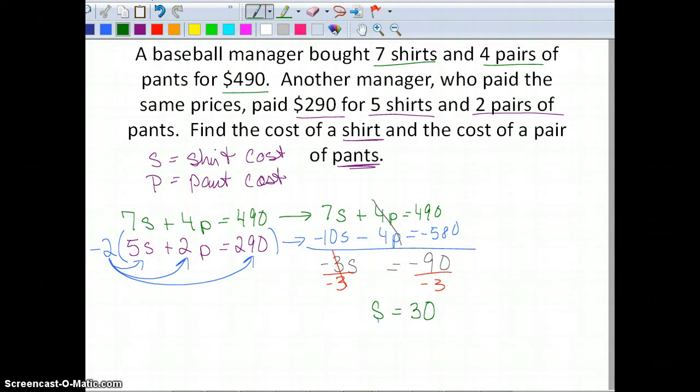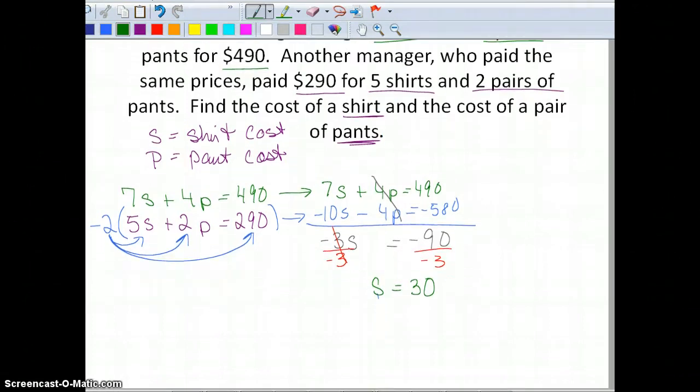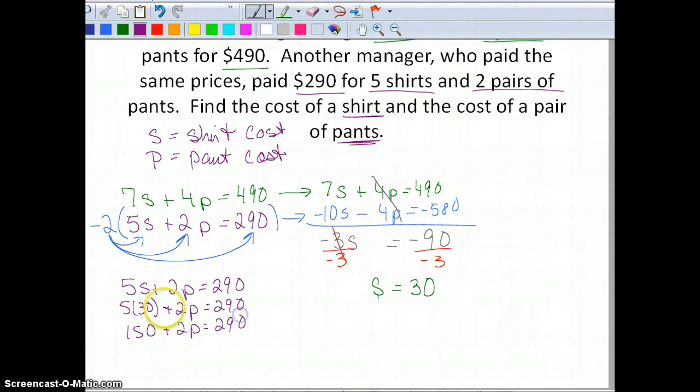Now let's see how much a pair of pants costs. I'm going to use the second equation because those numbers are just a little bit smaller. But remember, it's all personal choice. So I have 5S plus 2P is equal to 290. So I have 5 times 30 plus 2 times P is equal to 290. Now 5 times 30, that's going to give me what? 150 plus 2P is equal to 290.